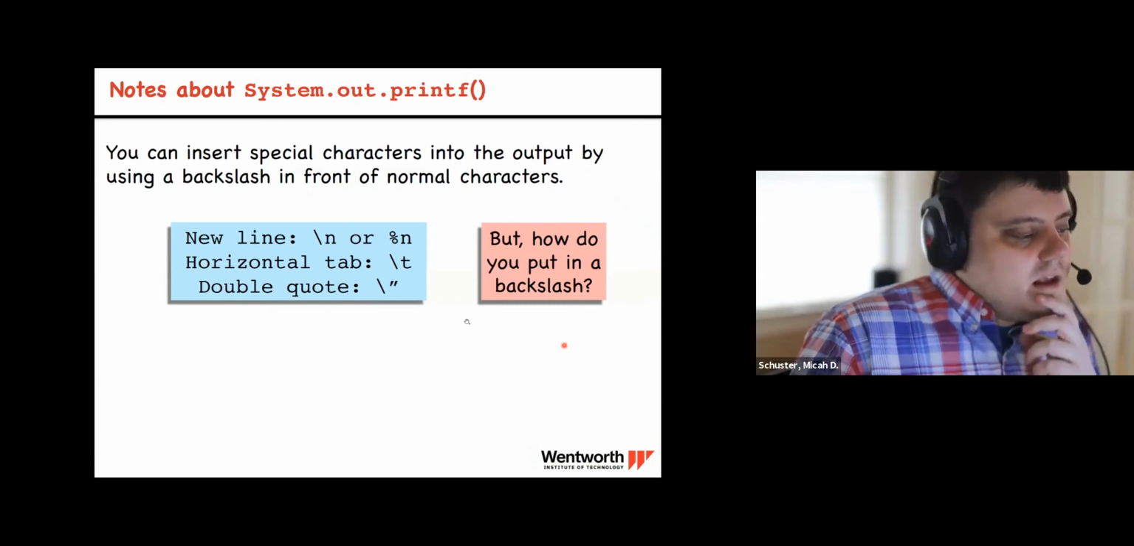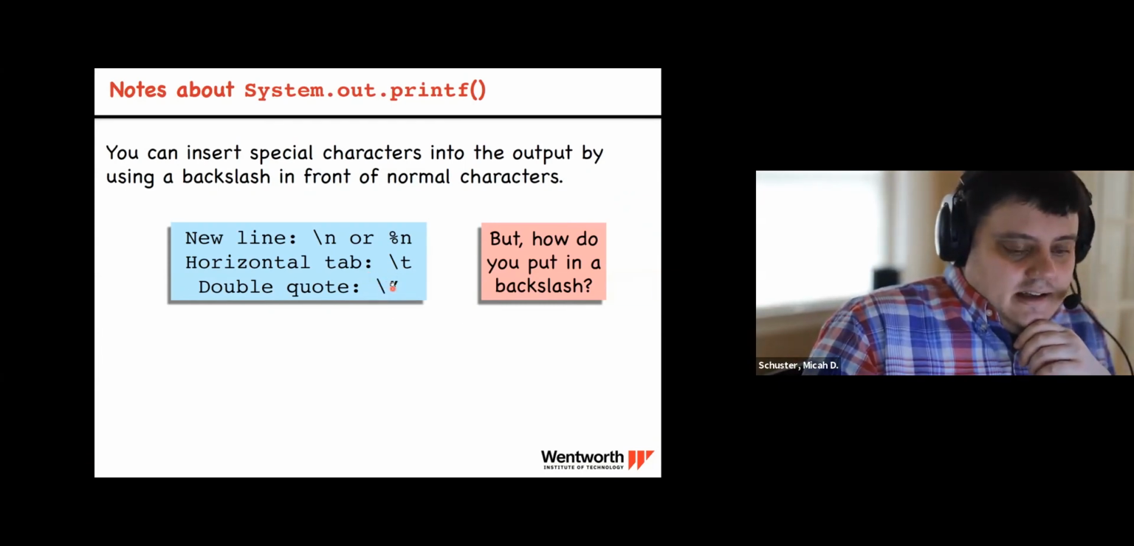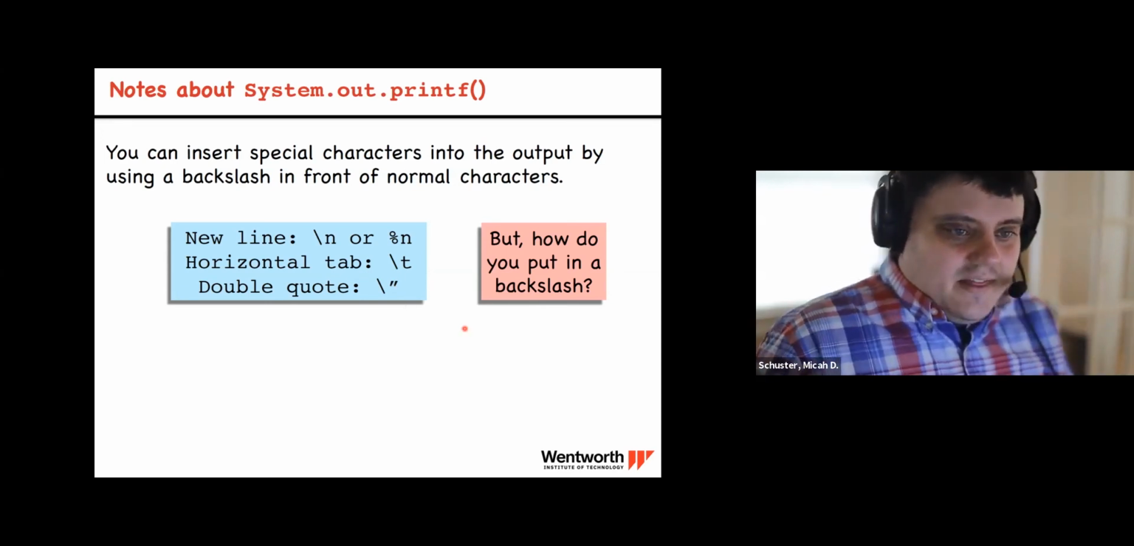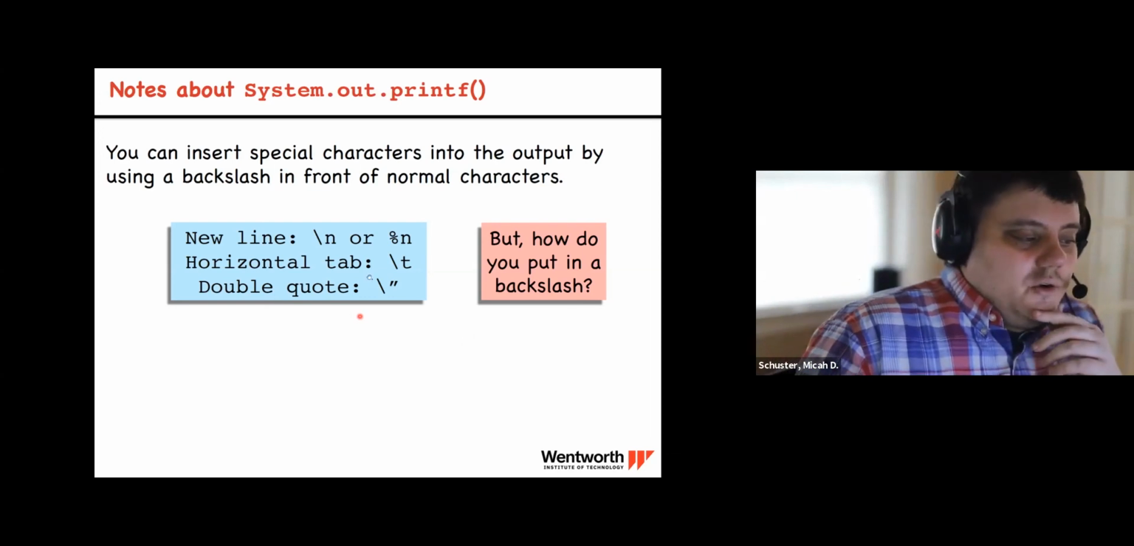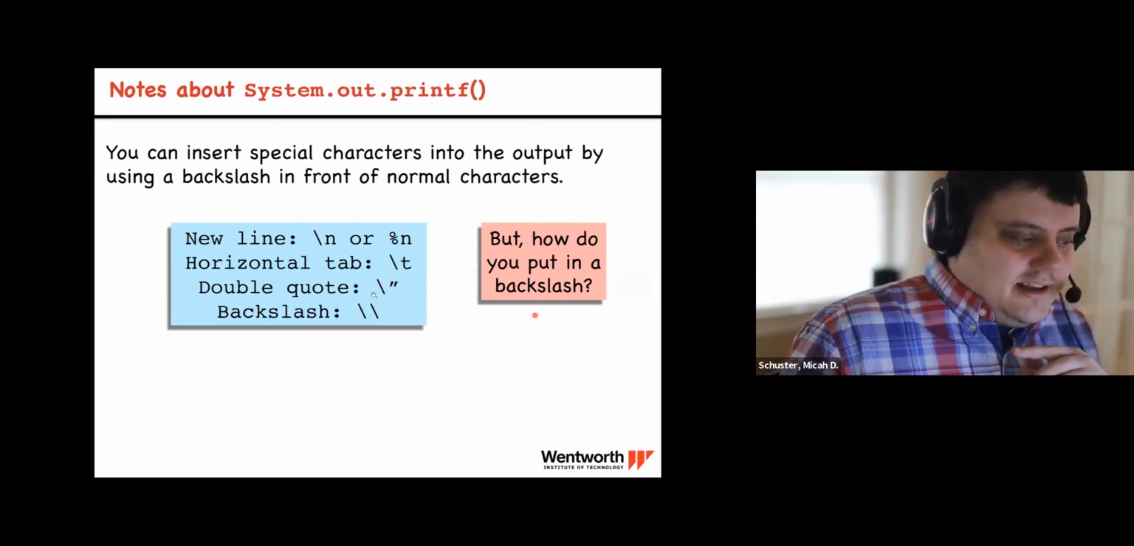So come in here. If you want a double quote, you do a backslash and then a quote like this. Because if you put in a quote, it just ends the line that you want to print, and then you'll get some sort of error. So if you want an actual quote, you have to use a backslash. If you want to print a backslash, then you have to do two backslashes.